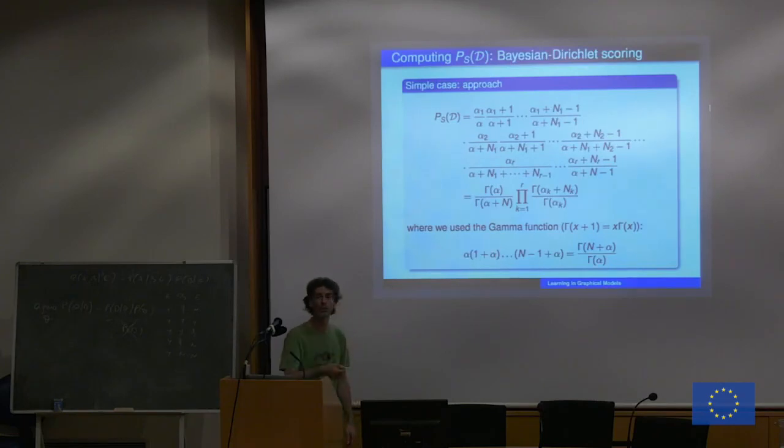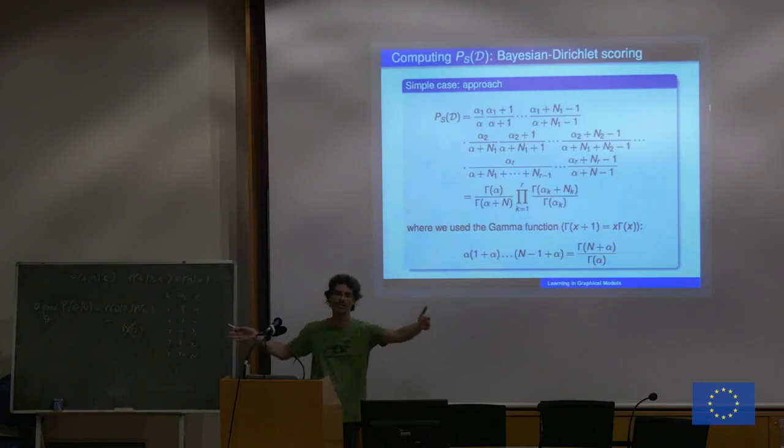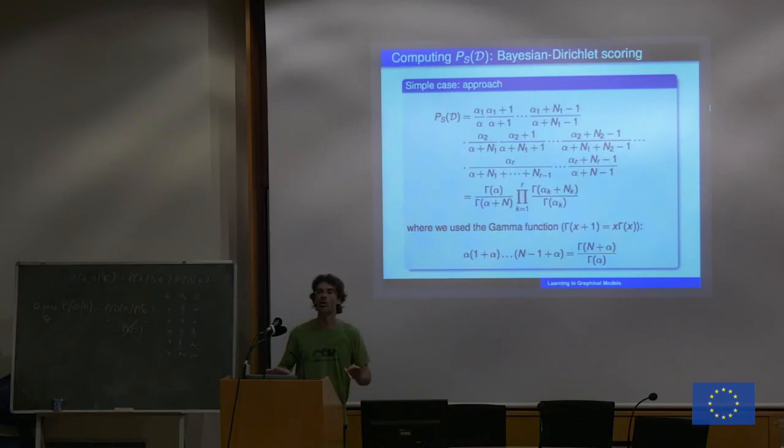And then you move to x2, and in x2, you never observed it before, so you have alpha 2 divided by what you have up to now, alpha plus n1, the examples that you saw up to now, and you go on for x2. And then you go to x3, and you go on for the others. And you keep accumulating probabilities. And this is the score of the network for one single node.